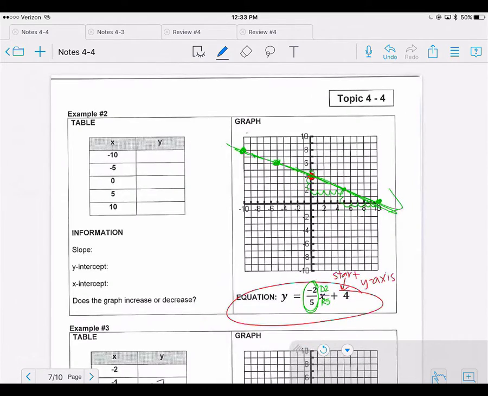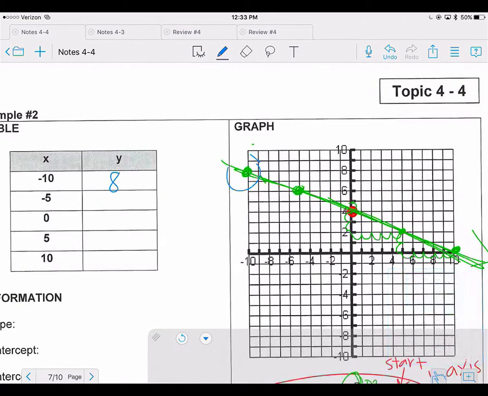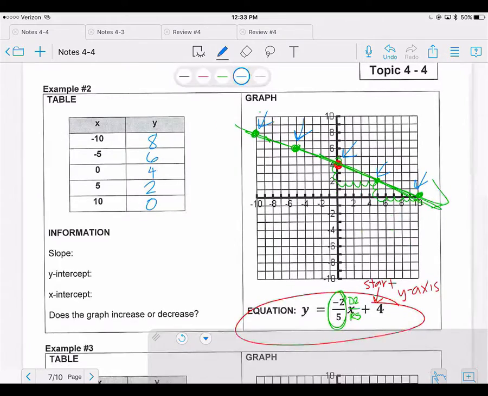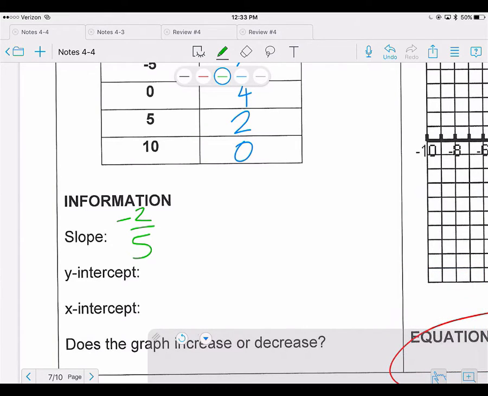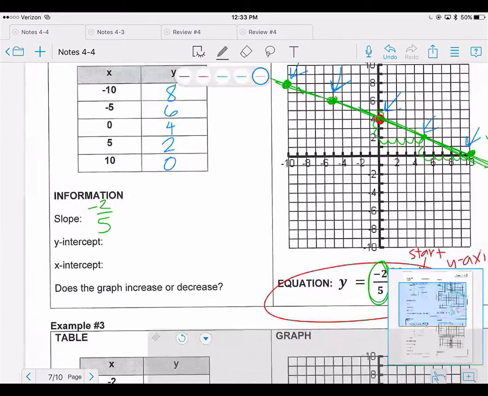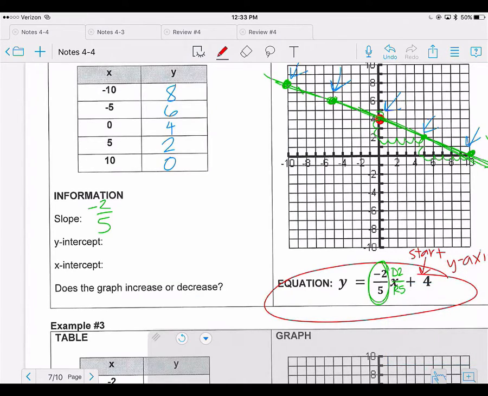Okay, so my table I need to fill in. At -10, I have the point up here at 8. At -5, I have a point at 6. 0 starts at 4. 5 is at 2, and 10 is at 0. My slope was given to me. That slope is with x, so slope and x are the bestest of friends. You cannot separate them. My y-intercept, you can put 4 or you can put the point 0, 4.